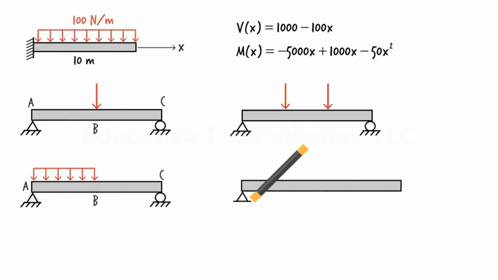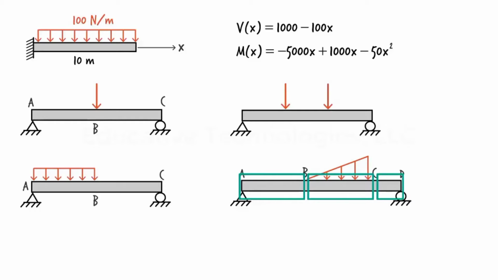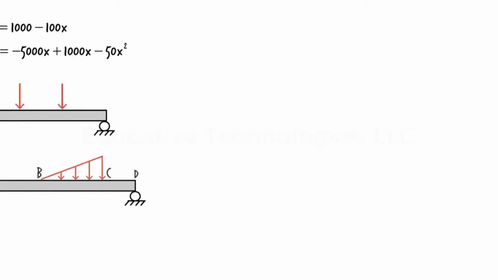In this example, the triangular load divides the beam into three segments, AB, BC, and CD. Therefore, we need three pairs of shear and moment equations, a pair for each segment. Now that we know it may be necessary to have multiple equations for representing shear and moment in beams, let's talk about how we should go about actually formulating such equations.